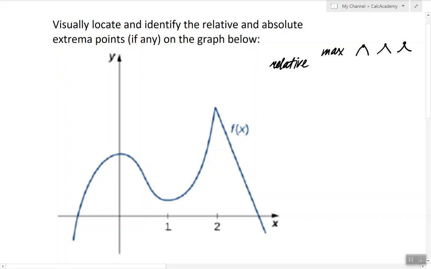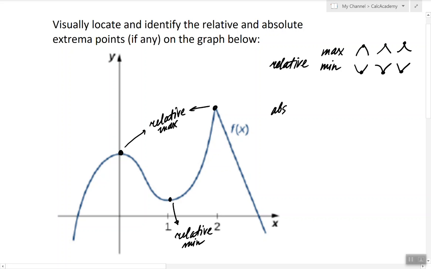So visually we can identify relative max here and here. So these are both relative maxima. Relative min, on the other hand, it's a value at which the function behaves like this. So it dips either like this or like this. So visually we identify the relative min to be right here. So this is relative minimum.